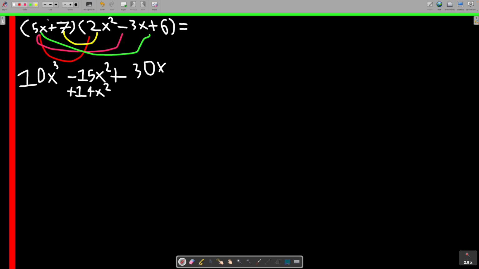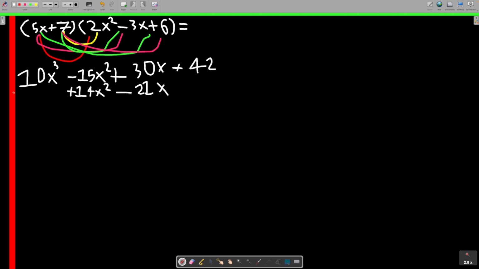Now after this, we're going to have 7 times negative 3x, which is negative 21x. So let's write it over here down the 30x because they are like terms. Then we have, this is the last one, 7 times 6, which is 42. So we'll just write it here since there's no other constant like term in here. That does not look like a 4 at all. Let me rewrite that because that looks more like a 9, but so we're going to have plus 42.